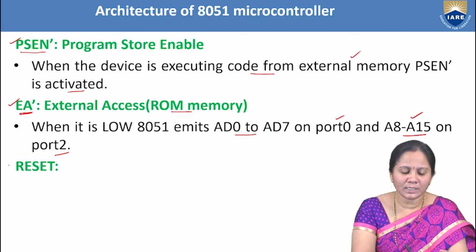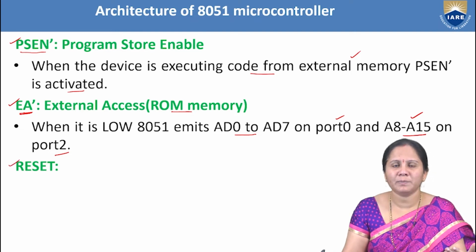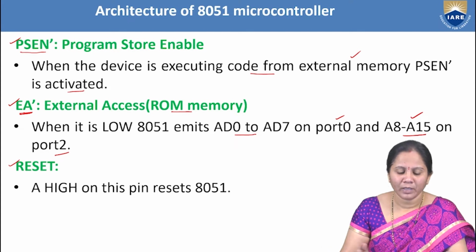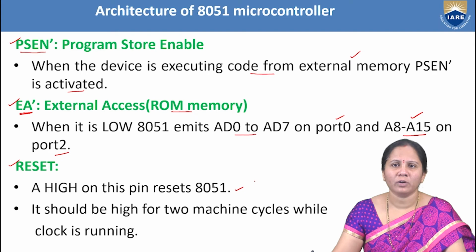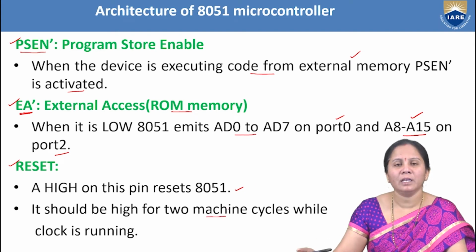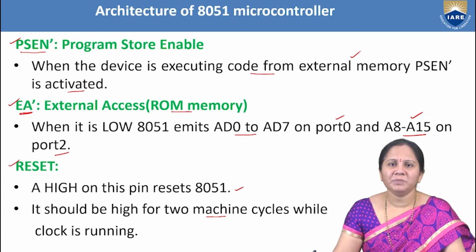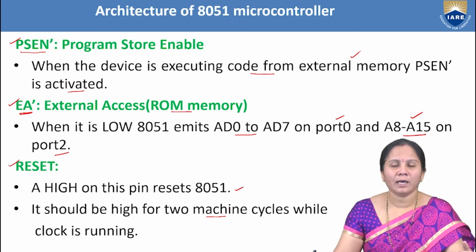Another control signal is reset. In the block diagram, it is represented as RST. A high on this pin resets the 8051 microcontroller. It should be high for 2 machine cycles while the clock is running. So, for each 2 machine cycles, this RESET or RST signal should be enabled.